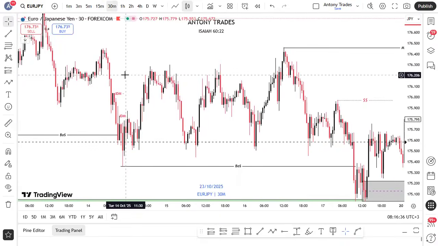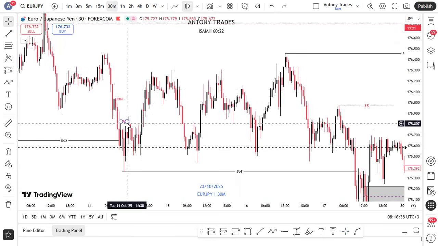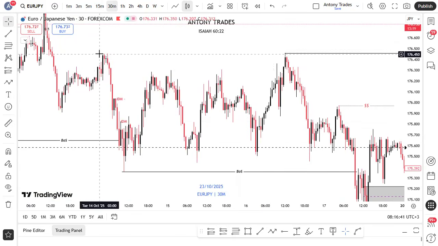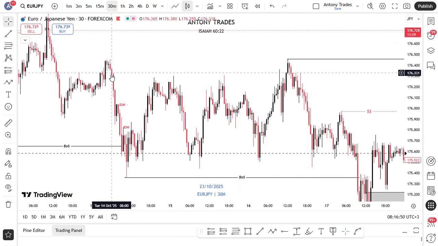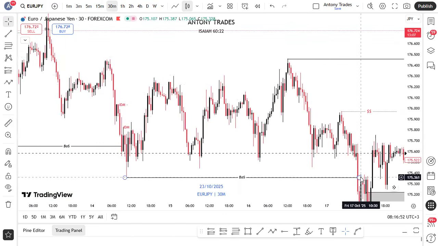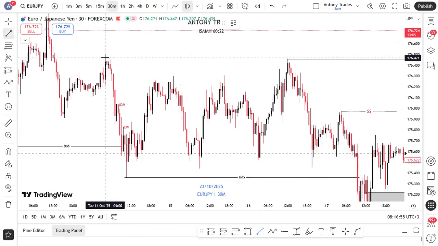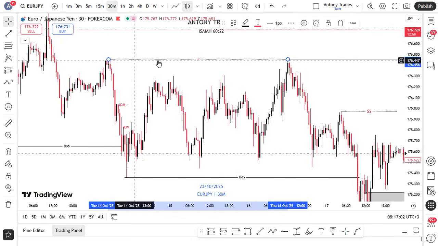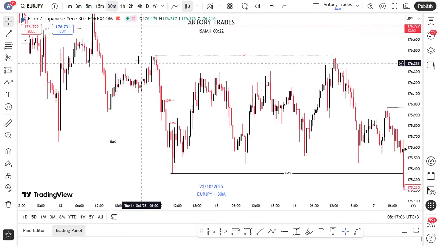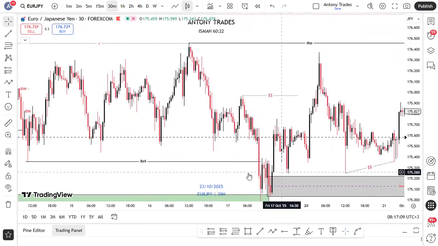Now moving to the next structure, you can see very clearly here, this high took out this high because this is also an inducement. Remember, I've told you, guys, the market will hunt for liquidity first before breaking another structure. And you can see that this high was swept by the high of this candle. We have liquidation there. Remember, this is a minor inducement. Then we have a break of structure.